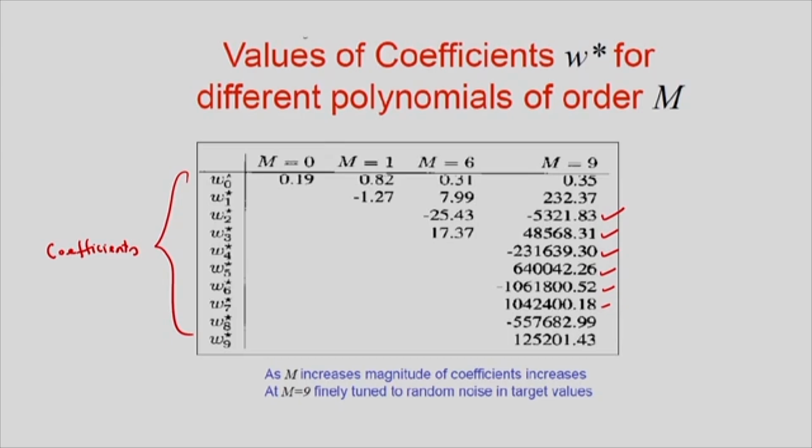But corresponding to a simple model like m is equal to 6, we have coefficient values like 0.31, 7.99. But if I consider a very complex model like m is equal to 9, you can see overfitting takes place, and you can see the oscillations in the values of the coefficients. So that is the observation. As m increases, the magnitude of the coefficients increases. At m is equal to 9, it finally tunes to the random noise in the target values. Now how to control this overfitting? In my next slide I will explain how to control the overfitting.